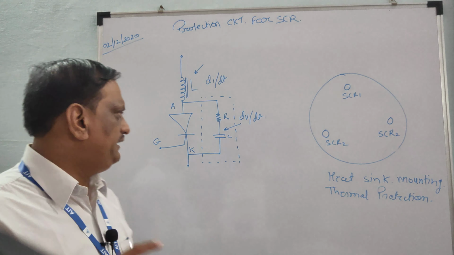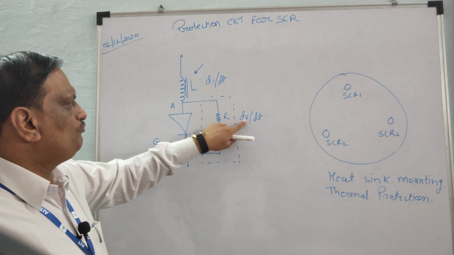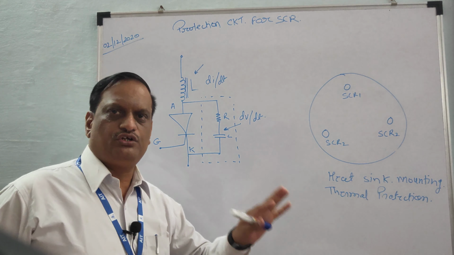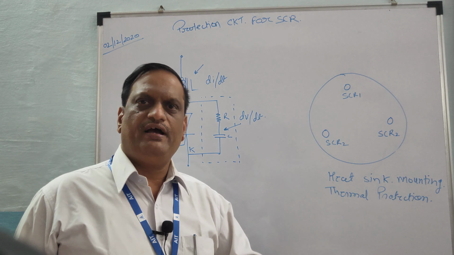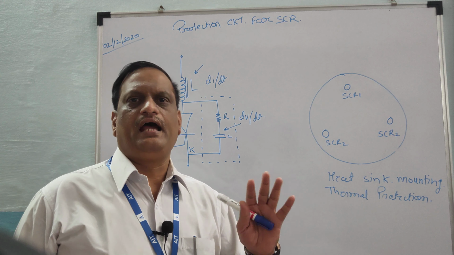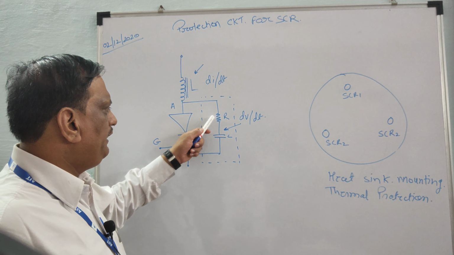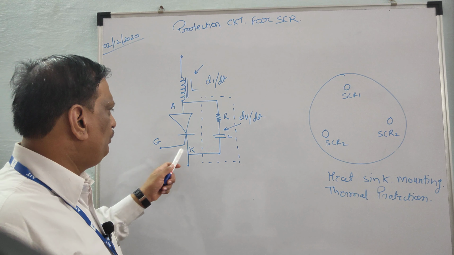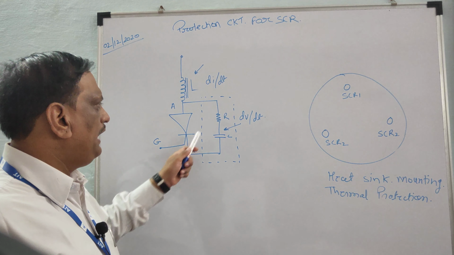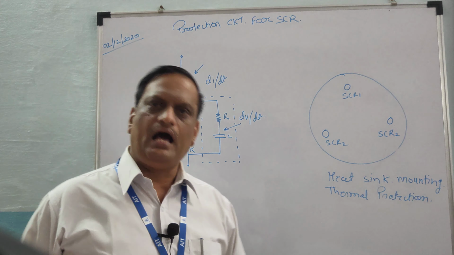Now the next case is the protection of the SCR from high dv/dt. High dv/dt is nothing but what? Suddenly some voltage will come at a particular instant of time. How will your device get protected from that high dv/dt? For that, what will we have to do? We will have to provide a capacitor in parallel to our SCR along with a current limiting resistor R.